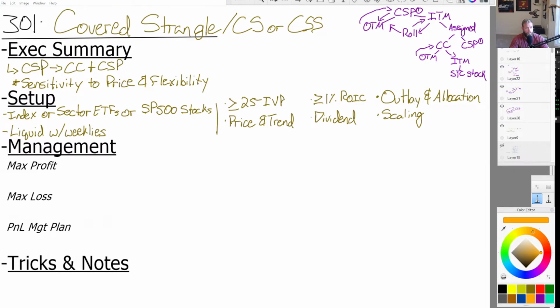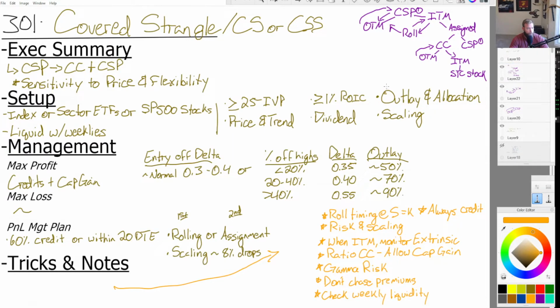So let's throw the rest of this up. I want to talk about these two and how this fits in with the rest of our management plan. So for management, max profit is going to be whatever the credits you receive over the life of the trade plus the capital gain on the stock. Max loss technically is unlimited. However, a stock can only go to zero. So that is your max loss if it goes to zero.